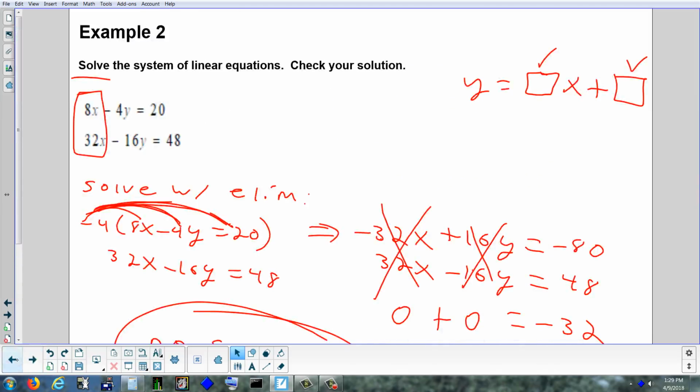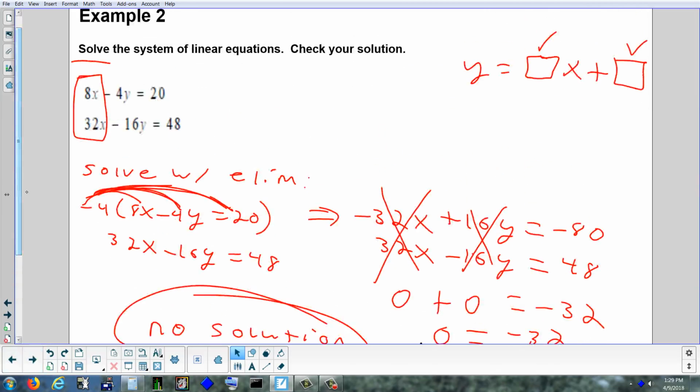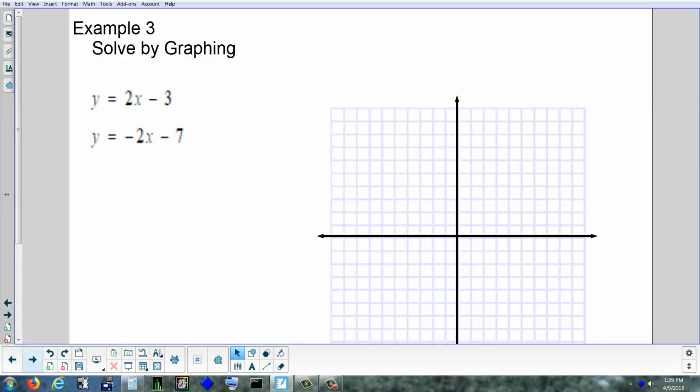So we had a no solution. We had a one solution. Do we have an infinite amount of solutions? Okay. I'm not seeing that. That would not be infinite.